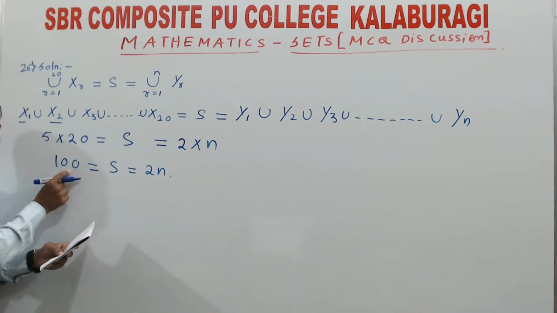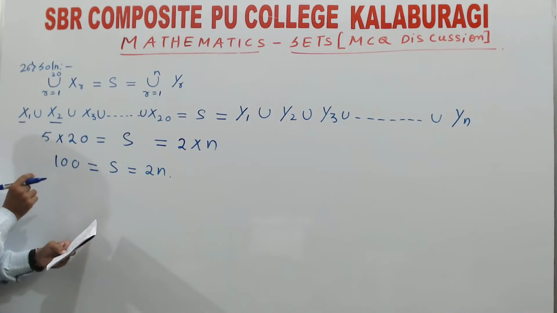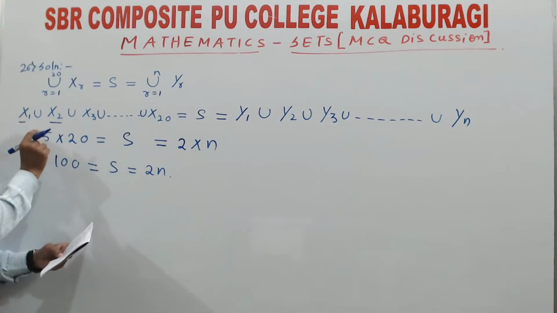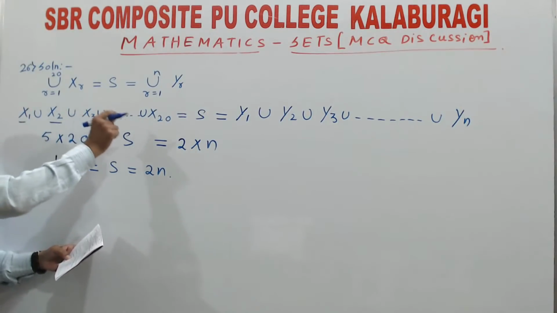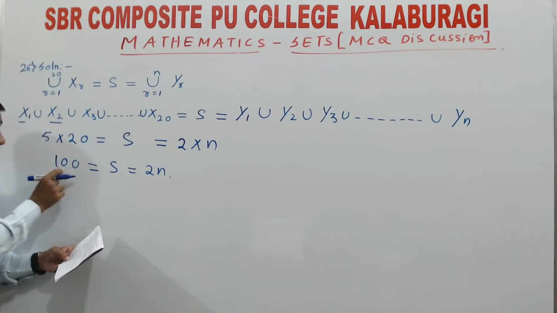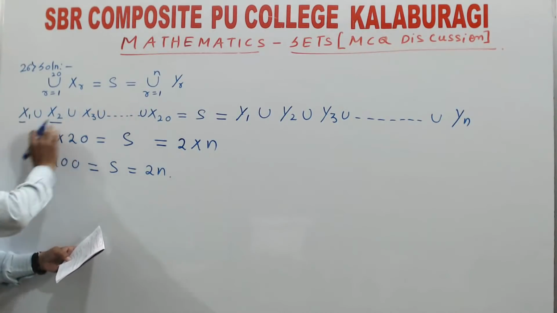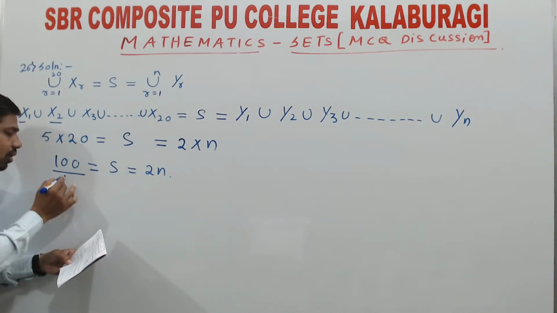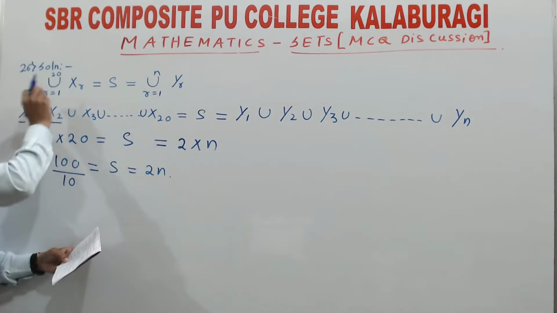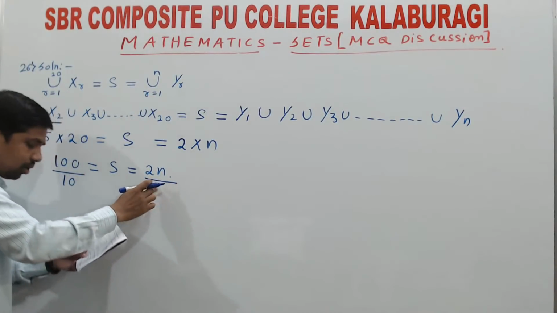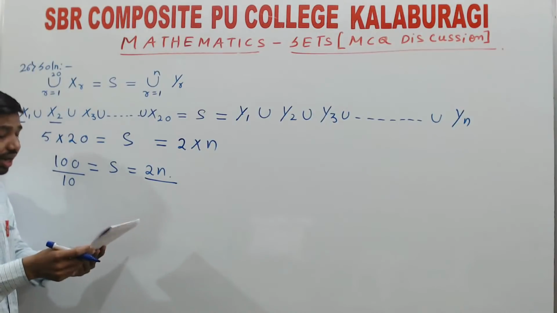Meaning when 100 elements are there, one element if I take from 100, that one element belongs to 10 of the Xr's. That one element is present in x1, x2, x3, x4 up to x10, or it may be x2, x3, x4 up to x11. So each element is present in any 10 of the Xr's. So in that case, I should divide by 10 because each element is present in 10 of those sets.